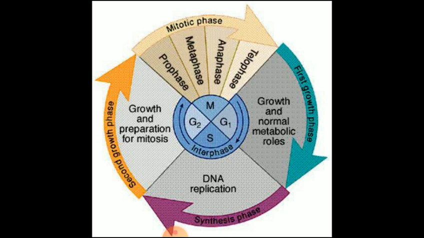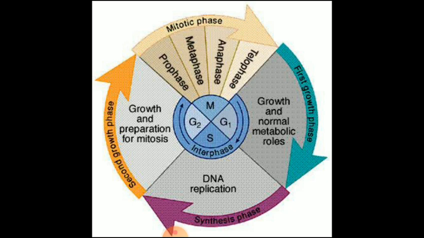What changes occur during the first growth phase or G1 phase? RNA and proteins are synthesized and the volume of cytoplasm increases. Mitochondria in animal cells and chloroplasts in plant cells divide. These are the changes that occur during the first growth phase. In the synthesis phase, more DNA is synthesized and the chromosomes are duplicated. These are the changes that occur during S phase or synthesis phase.